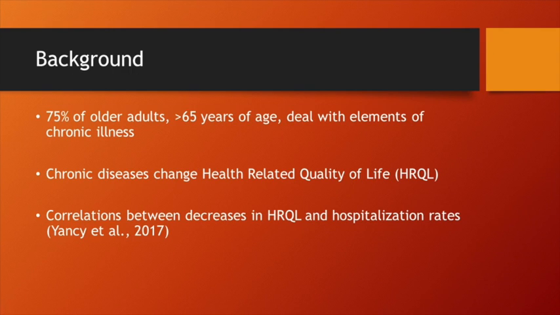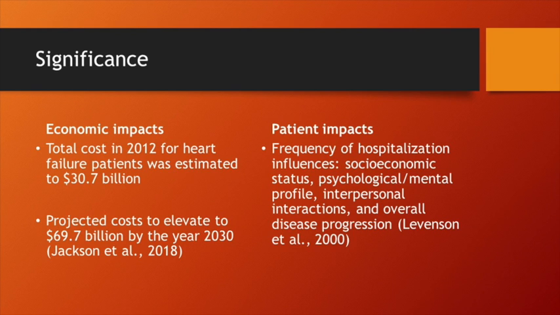One of the primary issues with chronic illnesses, particularly heart failure, is that it decreases the individual's health-related quality of life in such a way that there is a connection to increased hospitalization rates and readmissions. Some of the impacts of heart failure alone can cause large rippling effects on our healthcare and national systems. For example, the total direct costs for chronic heart failure patients in 2012 were estimated to be $30 billion, and it's projected to elevate up to almost $70 billion by the year 2030.